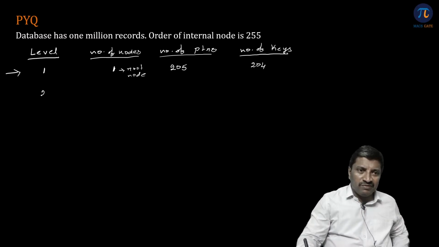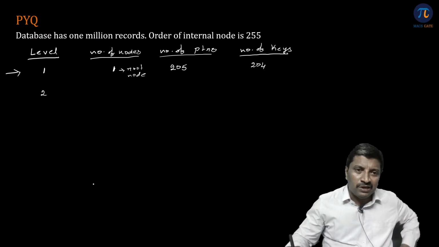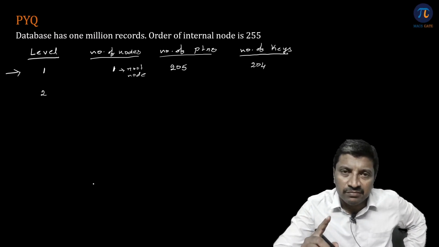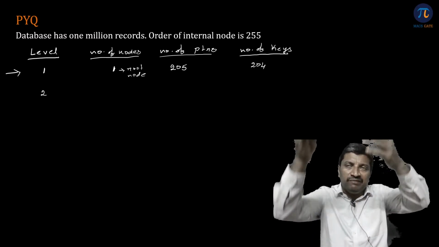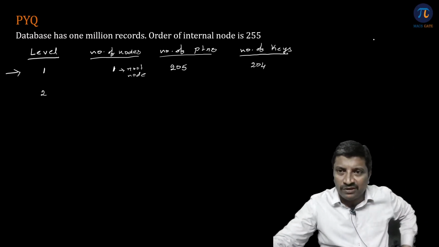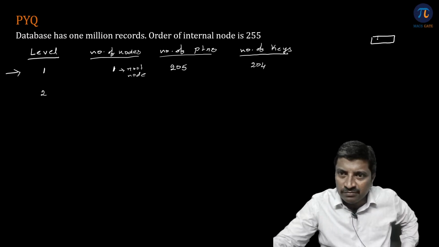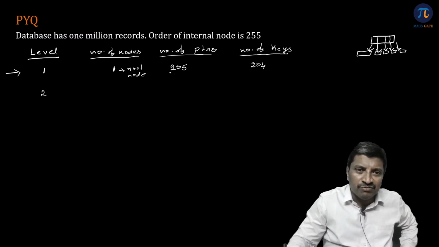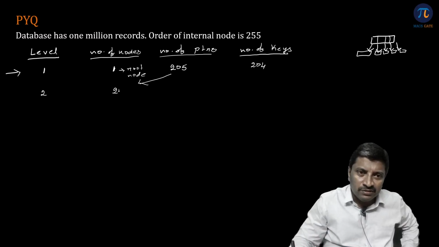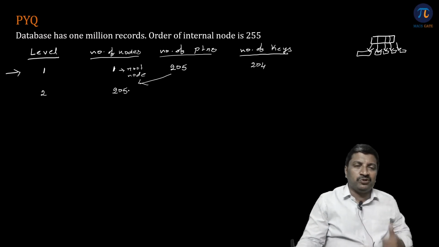Now let's go to the second level. The first simple question: what is the number of nodes in the second level? When the root node has 205 pointers, every pointer will lead to a node. Suppose this node has 5 pointers, what does it mean? This level has 5 nodes. So the number of nodes is equal to the number of pointers in the previous level, which is 205. Am I right up to here?